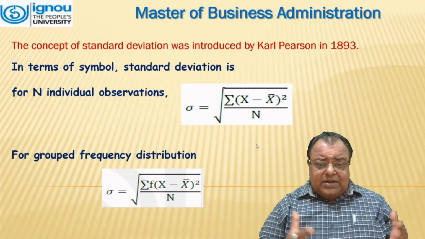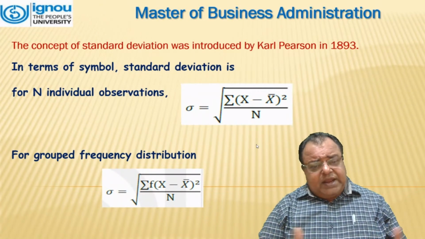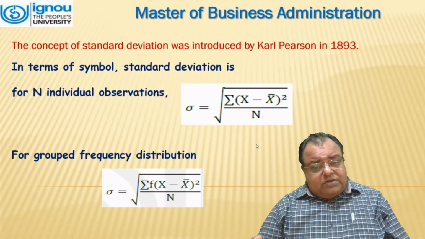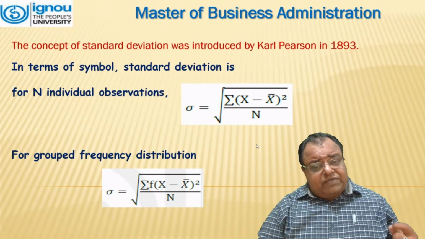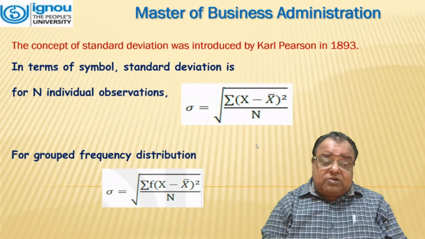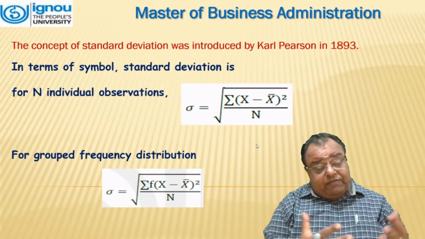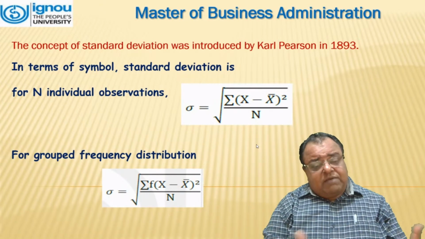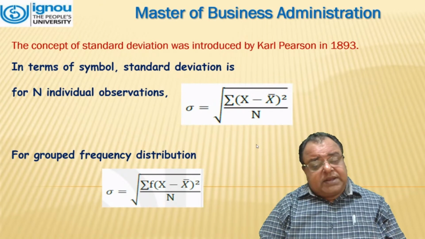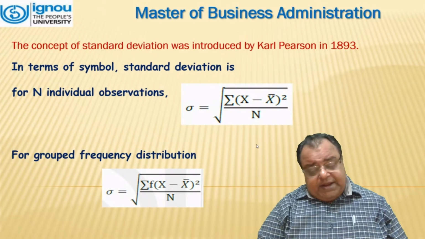In terms of the symbol, standard deviation is basically represented by sigma, and mathematically it is evaluated as the square root of the ratio of the sum of squares of the differences of x from the mean to the total number of observations. And in the case of a frequency distribution, that means if we have frequency f in the data, the formula will change to the square root of summation of f into (x minus x bar) whole square divided by n.